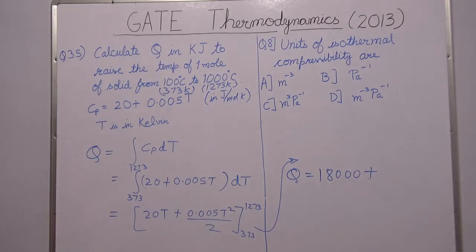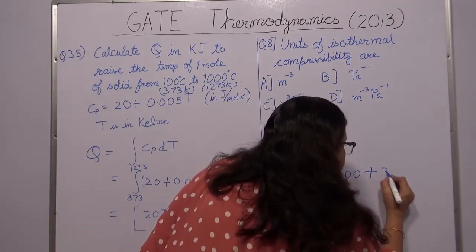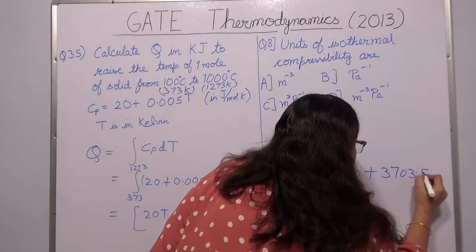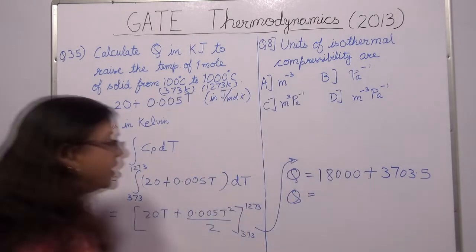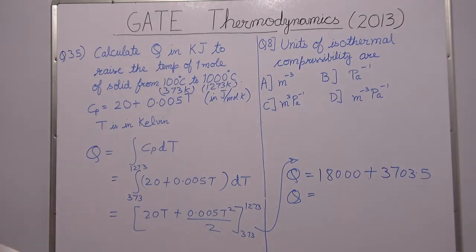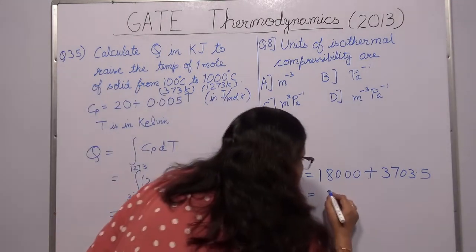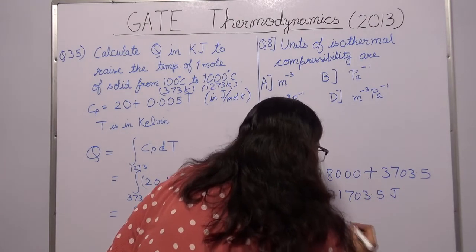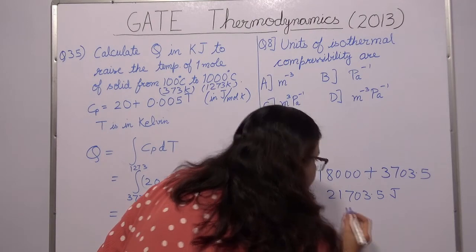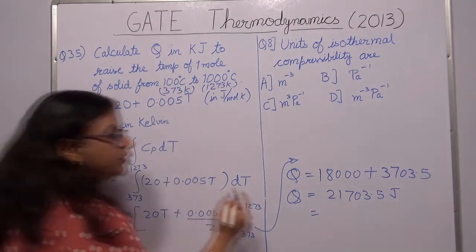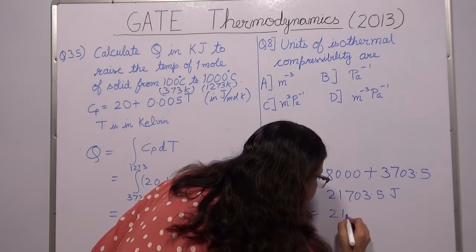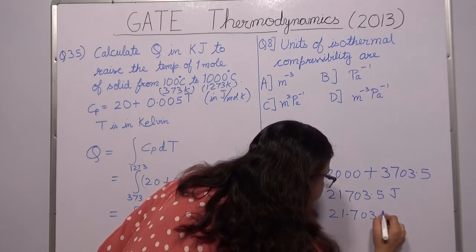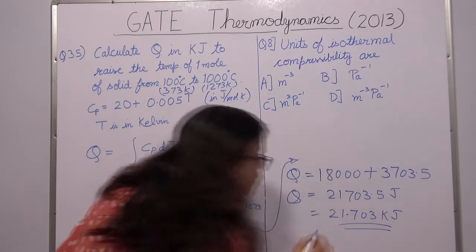Now for the second term you have to take the square. Do that, and the value you should get is 3703.5. Add it, and you get the final answer. I am getting it as 21703.5 joules. And if I have been asked to calculate in kilojoules, so that will be 21.703 kilojoules. So this is your answer.